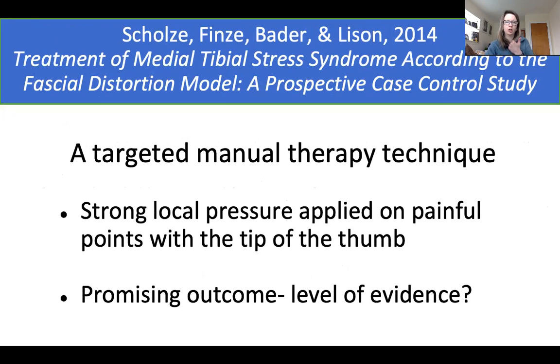Now, treatment of medial tibial stress syndrome according to another model, the fascial distortion model. It's a type of massage. Essentially they're using their thumb and applying strong local pressure with the tip of the thumb along that area of the tibia, really massaging in there until pain has decreased. So it's a very long type of massage. It's very painful and it's challenging for the clinician because you have to really work into that tissue.